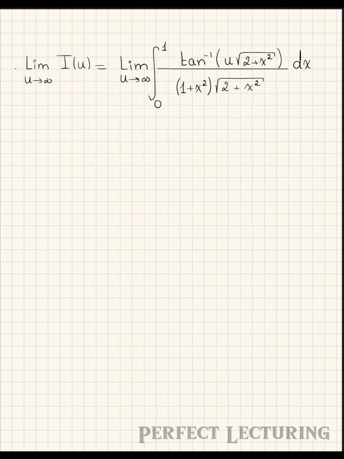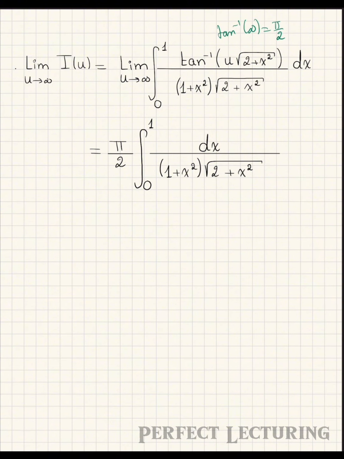Now this is the limit of I of u as u approaches infinity. Here again we can interchange the limit and the integral, and if we replace u by infinity, you get tan inverse of infinity. That is simply pi over 2, and this is how the integral looks like now. Now how would I solve this integral? To answer this question, we should see this little trick. That's the key for solving this integral.